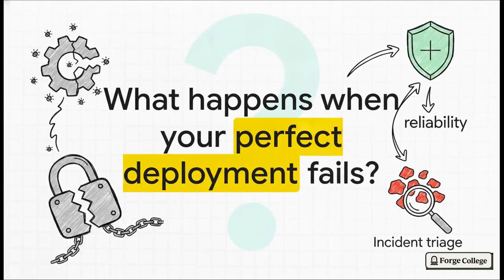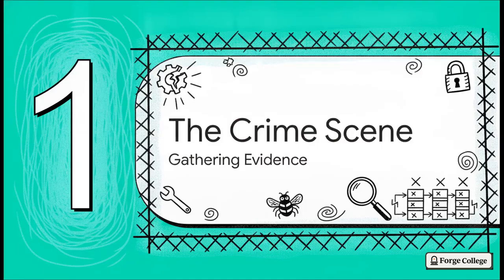So, let's talk about the elephant in the room. What does happen when your perfect deployment fails? Because let's be real, even with the flawless automated lifecycle management we built last time, bugs are inevitably going to escape into the wild. And when they do, you've got to totally shift your mindset. You step away from the comfort of automation and step right into the cold, calculated world of reliability and incident triage.